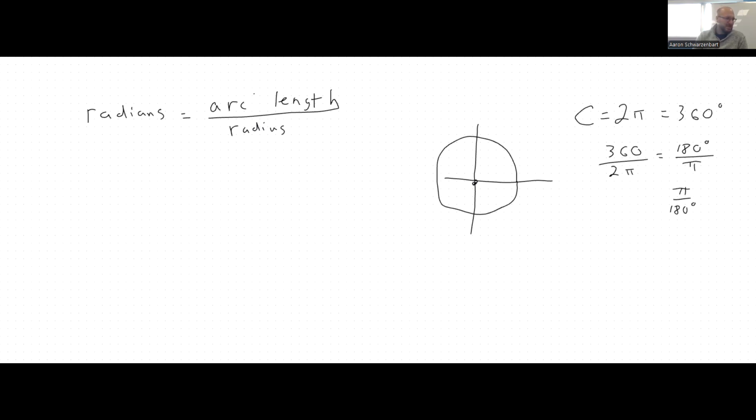So what does this actually look like? Well, say I've got an angle here. Say it's 60 degrees. If I want to convert 60 degrees to radians, I multiply by pi over 180 degrees. That means my degrees will cancel, and that's a 1 and a 3, giving me a radian measure for 60 degrees of pi over 3.